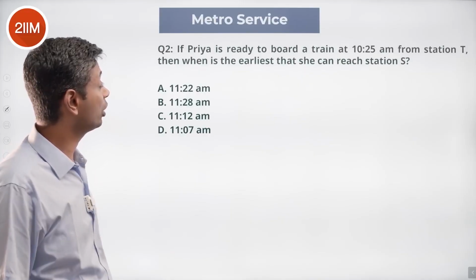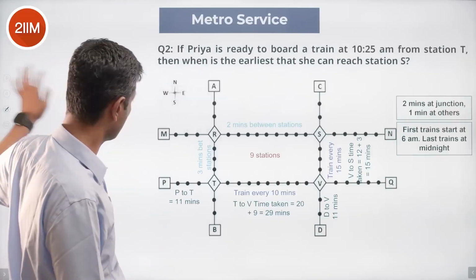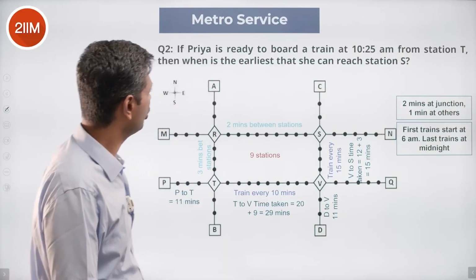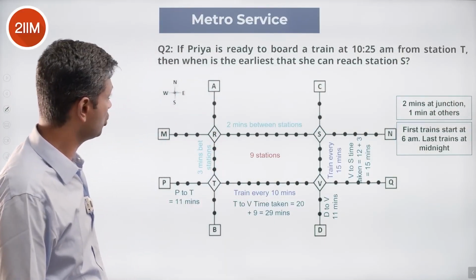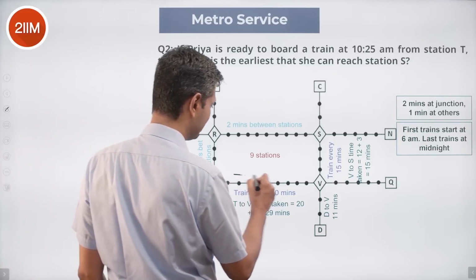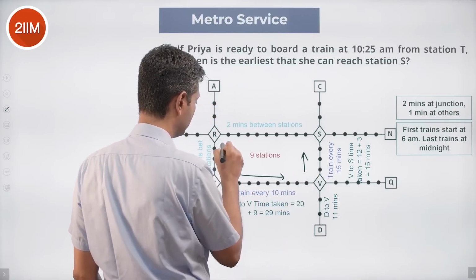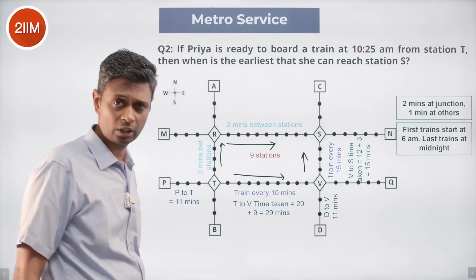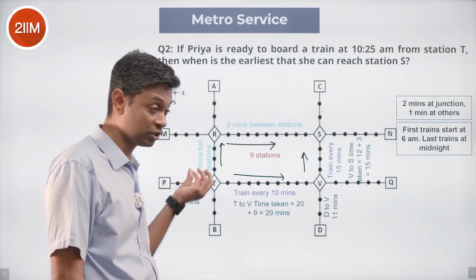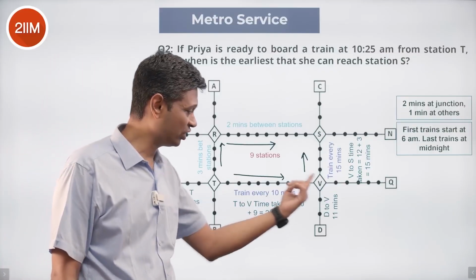If Priya is ready to board a train at 10:25 from station T, what is the earliest that she can reach station S? From T to S. She is boarding at 10:25. She wants to reach station S. First of all, she can either go like this and then like this, or like this and like this. I'm going to think in terms of which train comes to T first. But before that, I understood that there are 9 stations here.